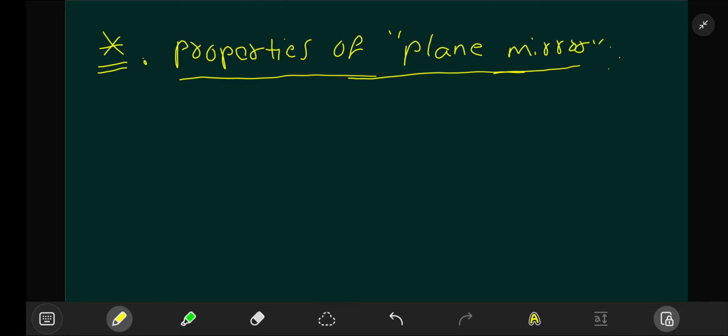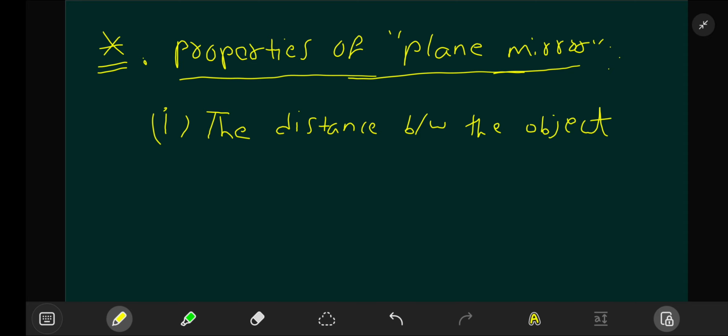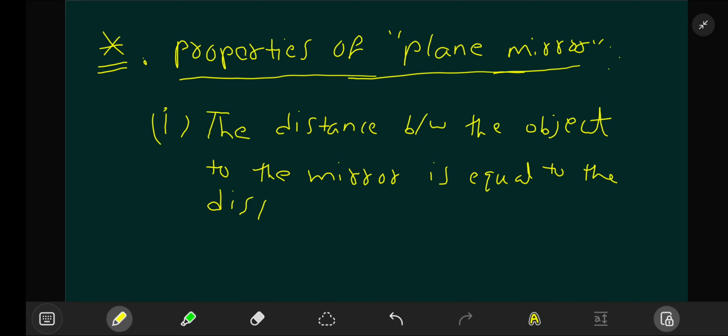Now, the first property is the distance between the object to the mirror is equal to the distance between mirror and its image.